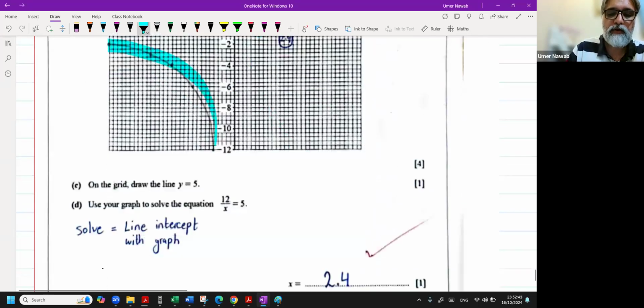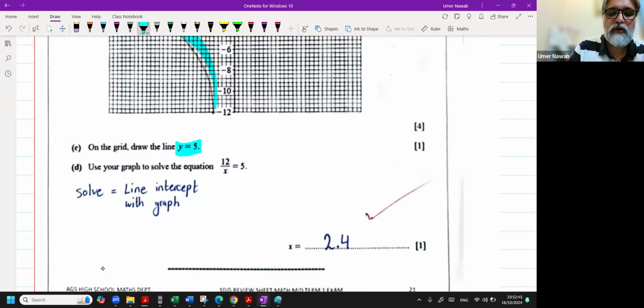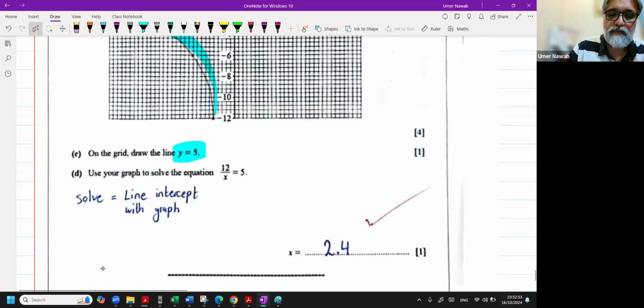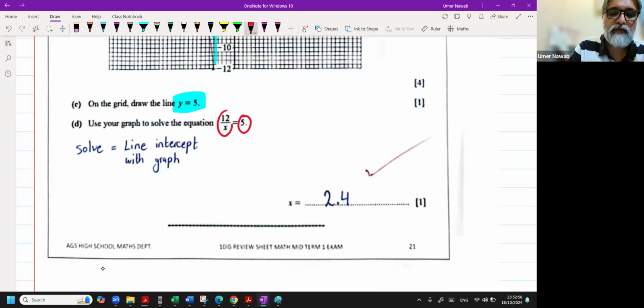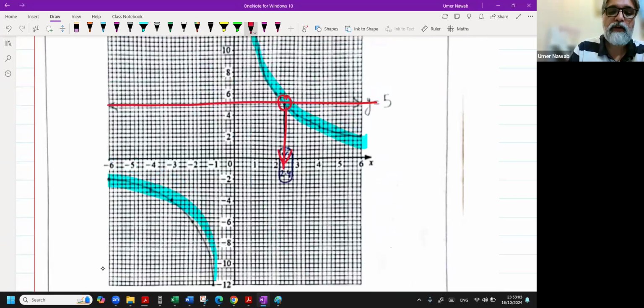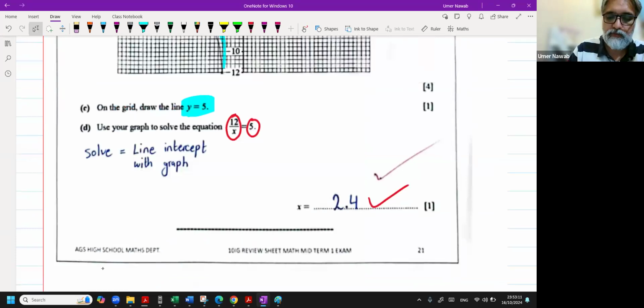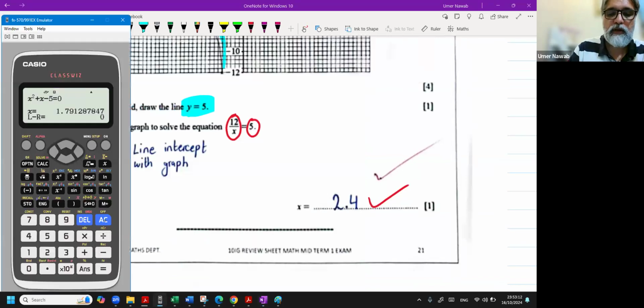Now, after drawing this, he said, can you draw the line y is equal to 5? Very famous. y is equal to 5 is the horizontal line. So I draw y is equal to 5. Where they are cutting, guys, because in the next part he put y is equal to 5 and 12 over x equal to each other. When you solve it graphically, you check where the y is equal to 5 line and the graph are intersecting, that is 2.4. And if you want to verify your answer from the calculator, you can do that.